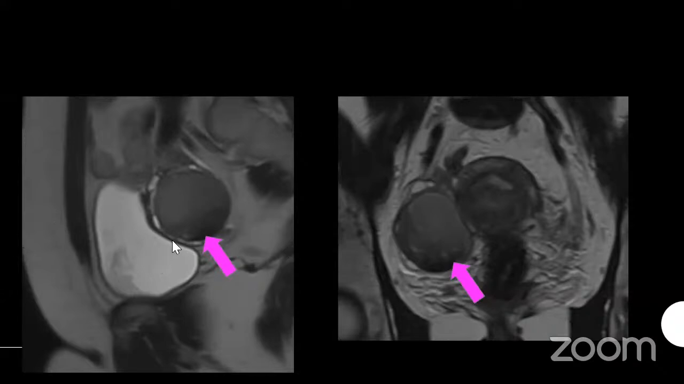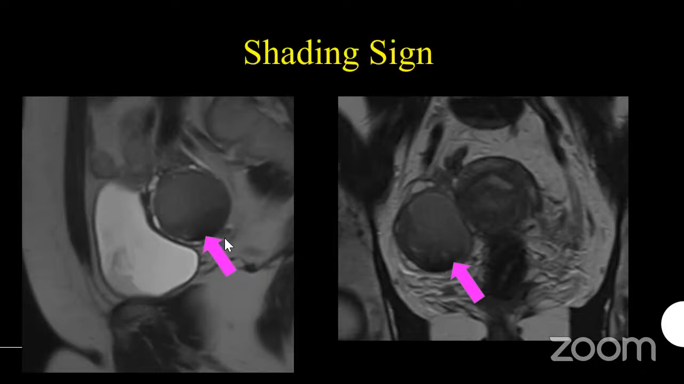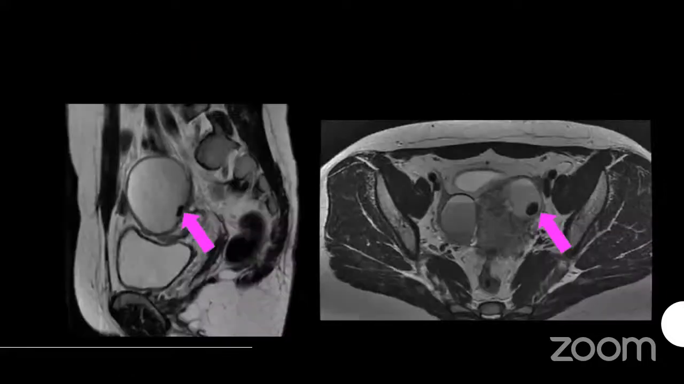Yes, as correctly mentioned by Dr. Sachin, this is the T2 shading sign, and this is an endometriotic cyst or endometrioma. So the answer was the shading sign. Now the next question: you just have to answer which sign this picture depicts. Only the sign. You can put the diagnosis, that's an additional point, but what is this sign?